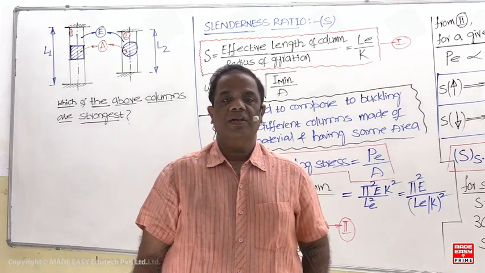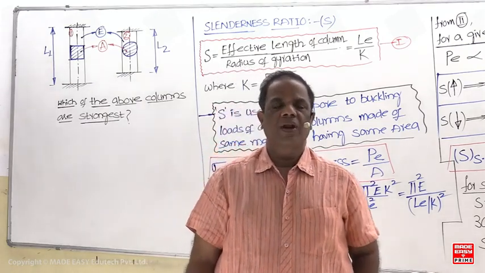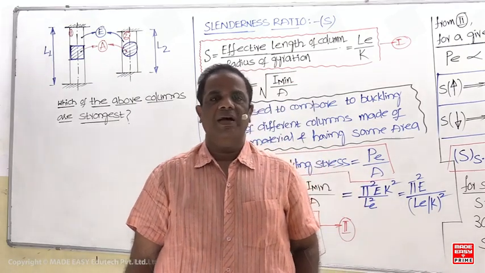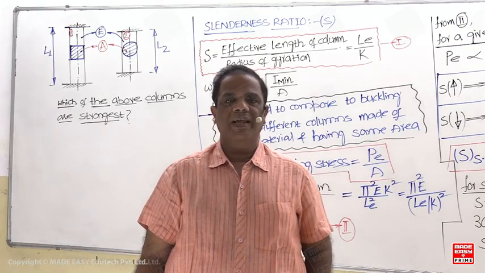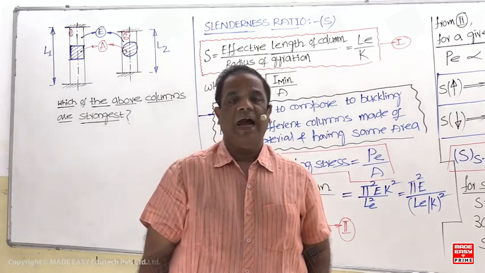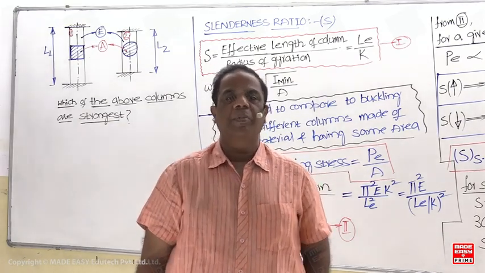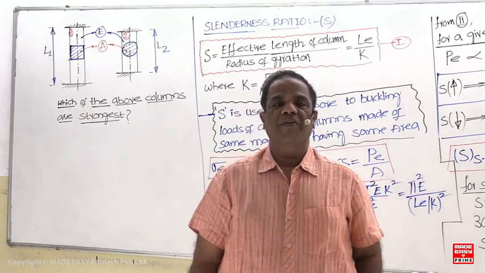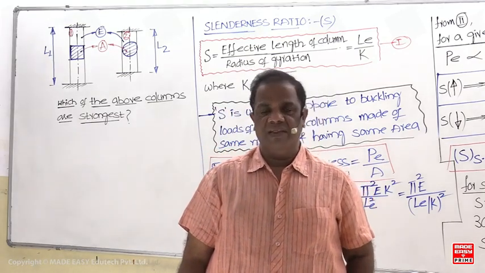For that, you have studied the Euler formula. That is the Euler formula: P is equal to pi square E I minimum upon L square. I minimum is the minimum of the moment of inertia about HCA and VCA.